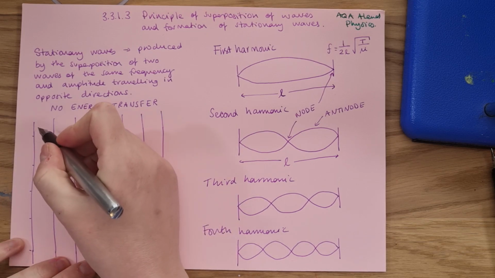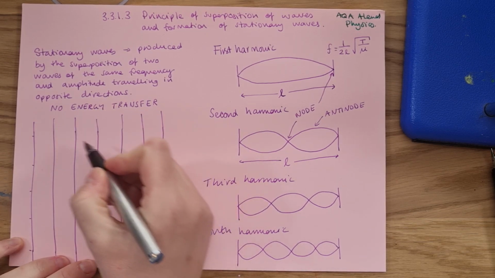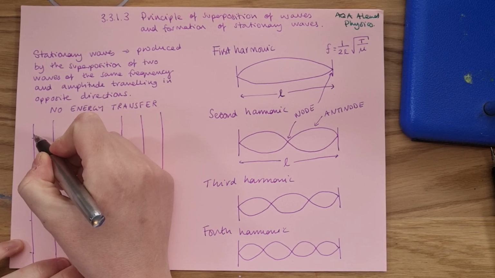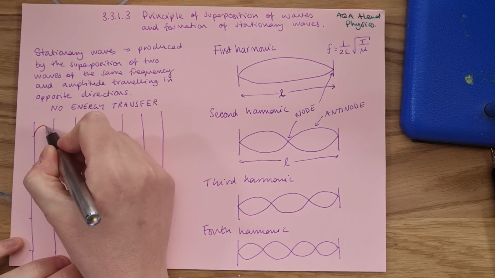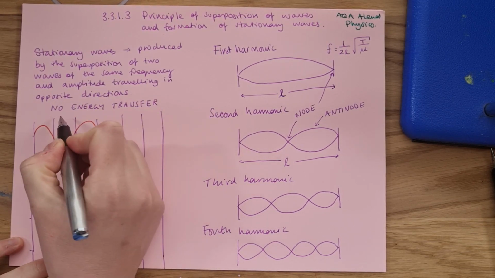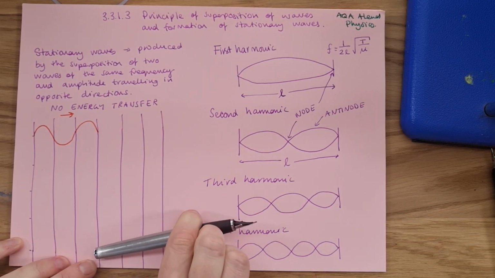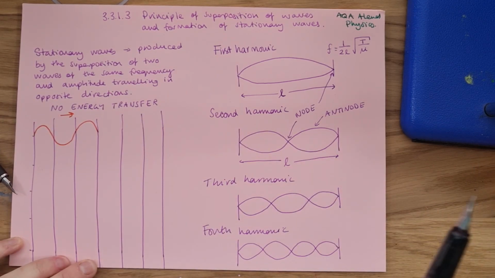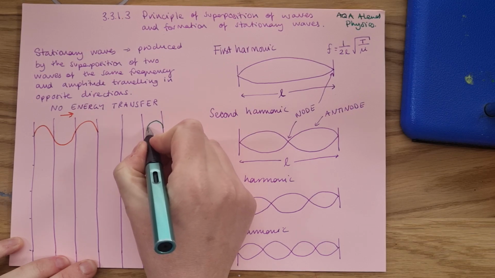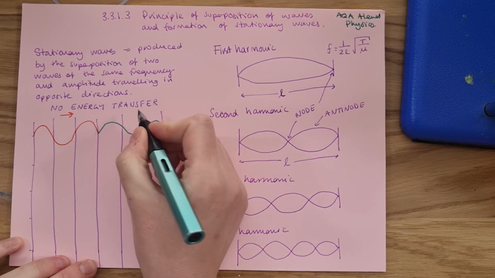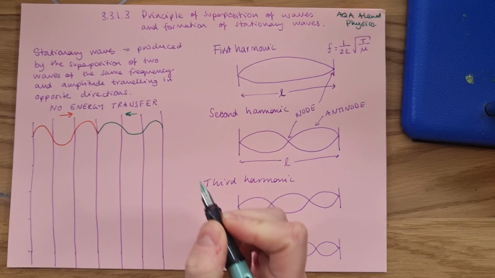So I'm going to show you two waves. I'm going to draw two waves going in opposite directions. So the first wave is going to be this orangey sort of colour, and it's going to be like this, right? And this wave is travelling in this direction. The other wave is going to be this greeny wave, like that. And that wave is travelling that direction, okay?